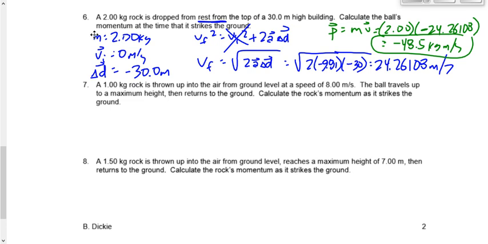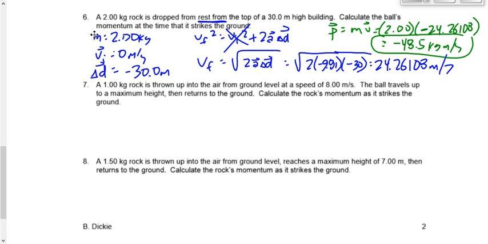Number 7 gets a little harder here. Number 7 says a 1 kilogram rock is thrown up into the air from ground level at a speed of 8 meters per second. The ball travels up to a maximum height and then returns down to the ground. We want to find the momentum as it strikes the ground. So it's similar, but yet a little bit harder, I think.